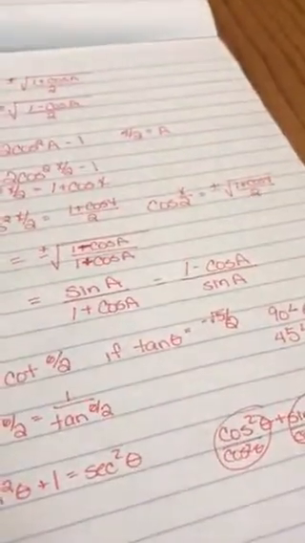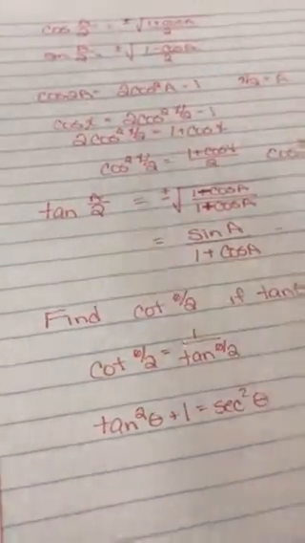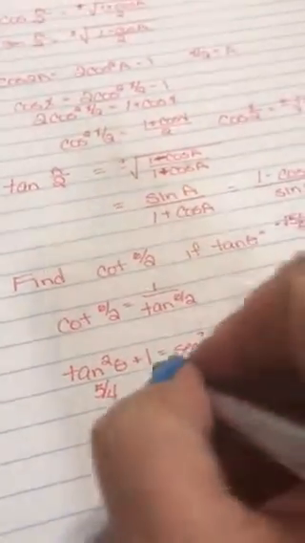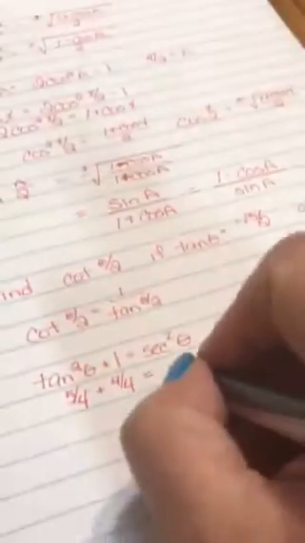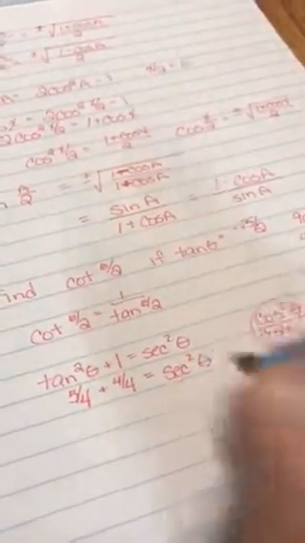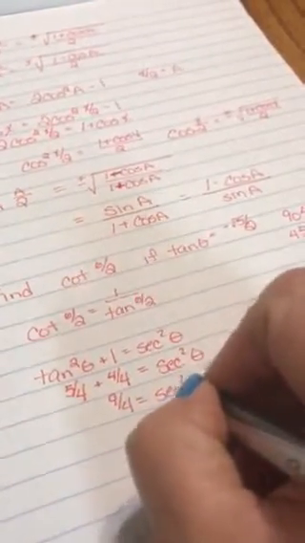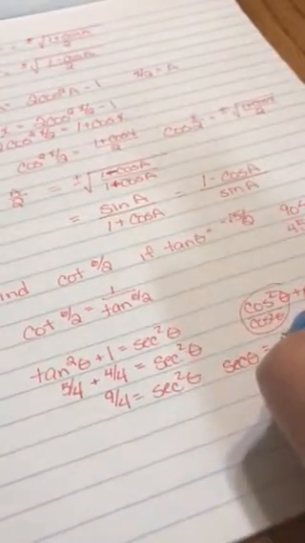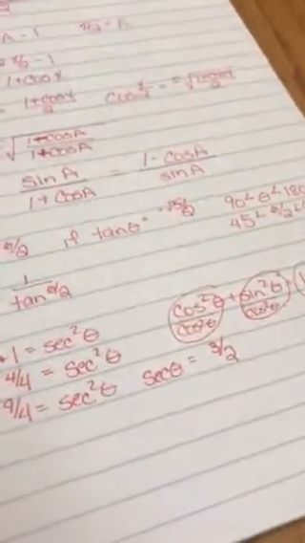So tangent of theta was negative square root of 5 over 2. So if I square that, I'm going to get 5 over 4 plus 1. I'm going to think of my 1 as 4 over 4. And that's equal to secant squared theta. So 9 over 4 is equal to secant squared theta. So secant of theta is going to be the square root of 9/4, which is 3 over 2. I took the square root, so I want plus or minus.